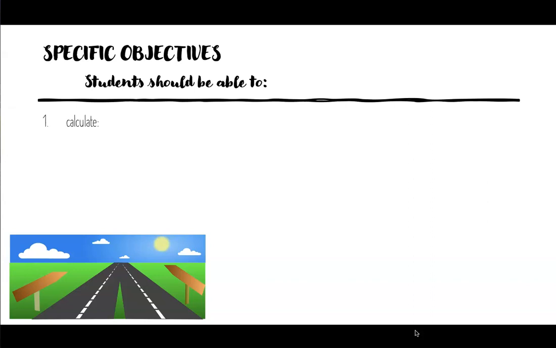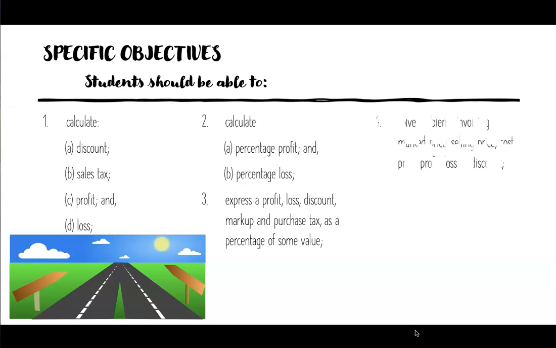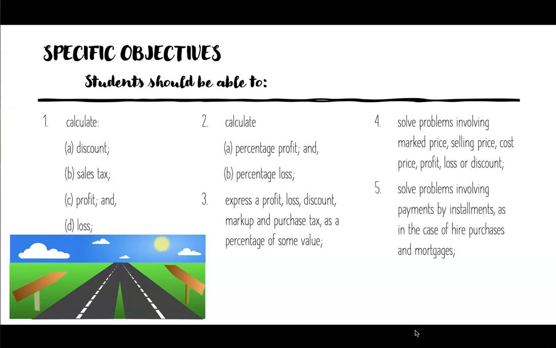Specific objectives. We should be able to: one, calculate discounts, sales tax, profit, and loss. Two, calculate a percentage profit and percentage loss. Three, express a profit, loss, discount, markup, and purchase tax as a percentage of some value. Four, solve problems involving marked price, selling price, cost price, profit, loss, or discount. Five, solve problems involving payments by installments, as in the case of hire purchases or mortgages.